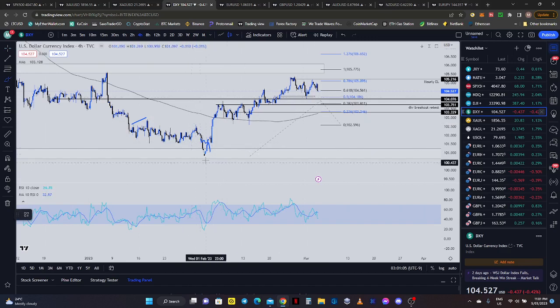what we've got is we tagged that level, right? And here we've got our first impulse off the bottom. Now here we've got a correction, right? Three-wave correction. And then we started moving up again, right? Looking for that next target, 1 to 1. Right, that's where I'm looking, 1 to 1.127.